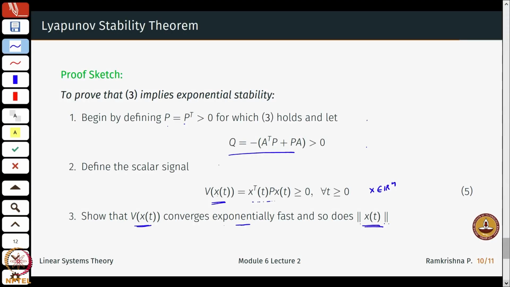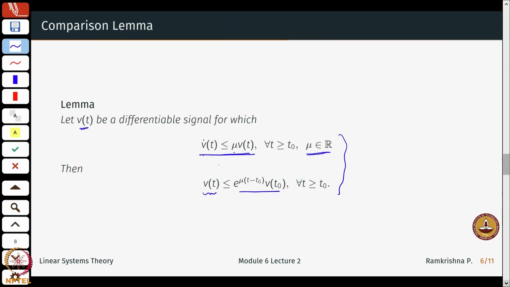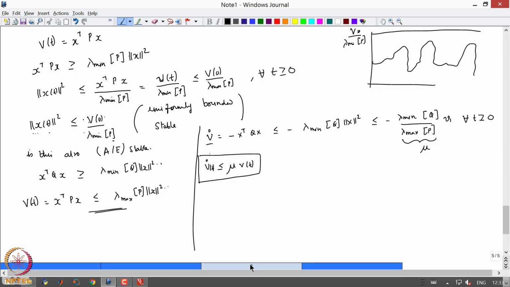Now, there was this thing called the comparison lemma which I stated: whenever V, which is a differentiable function, which I know it was over there, satisfies V dot less than or equal to mu V, where mu was the ratio of those minimum and maximum eigenvalues of Q and P respectively with a negative sign, then V satisfies something like this. Okay. So, let us exploit that and write it down. With applying the comparison lemma, what can I say about V?